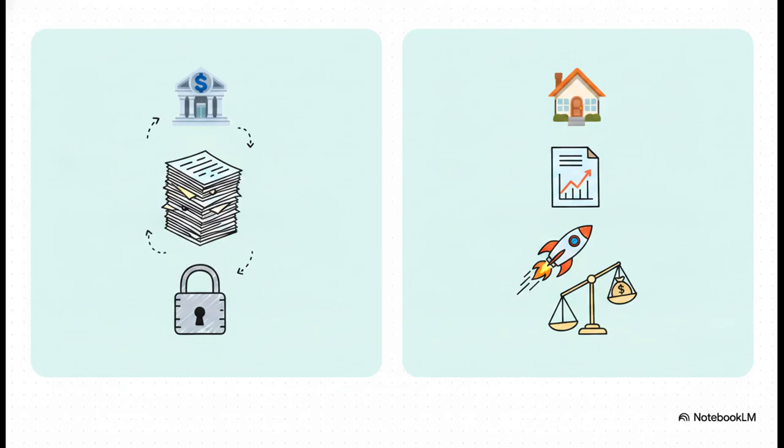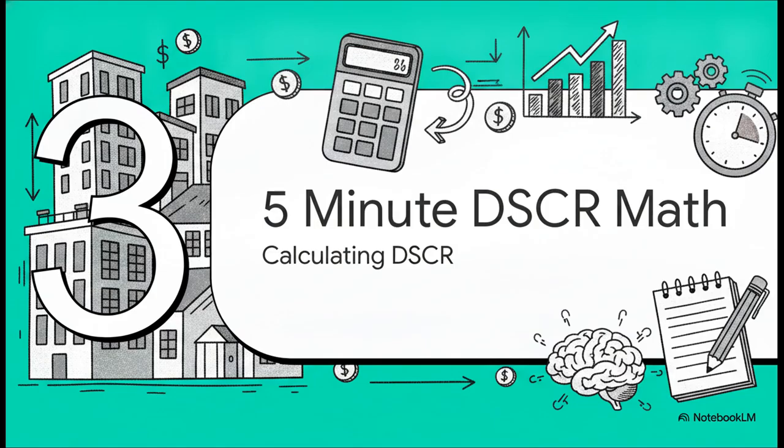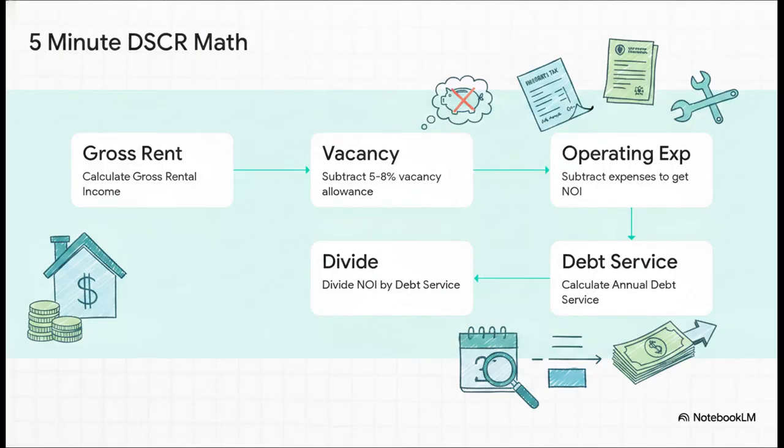But keep in mind, the trade-off is that DSCR loans usually carry slightly higher interest rates and require larger down payments, typically around 20 to 25%. Basically, you're paying a premium for the incredible flexibility of keeping your personal income out of the spotlight. Section 3. 5-minute DSCR math. Now, what's really interesting about this is that you absolutely do not need a finance degree to figure it out. Before you even apply for a loan, you can run the math yourself in just 5 minutes to see if a deal is actually worth your time.